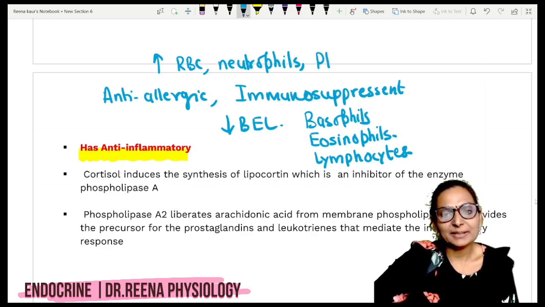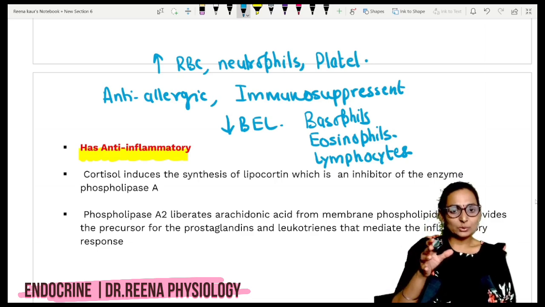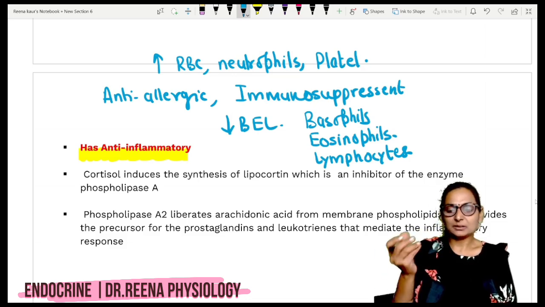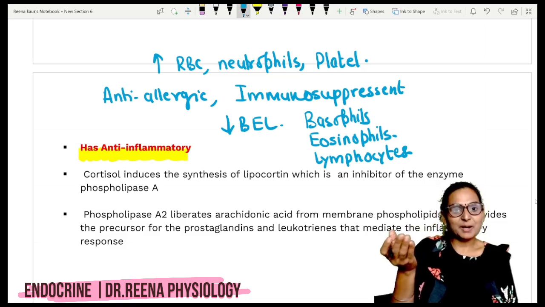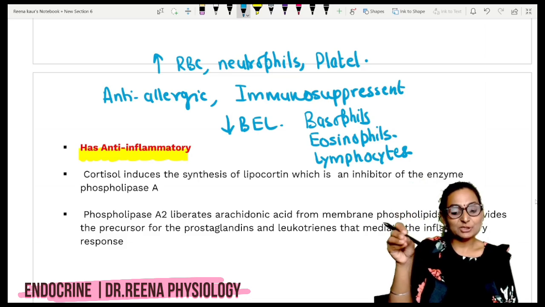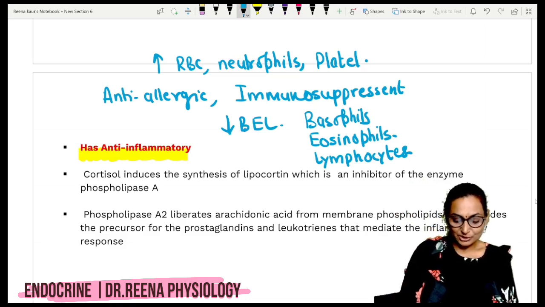neutrophils, and platelets. And you know that cortisol is very important in prolonged inflammatory conditions like arthritis. It is also important when you are going for transplants, because it suppresses the blood cells, especially the lymphocytes, and it is therefore anti-allergic. Yes, very good, Akansha. It increases neutrophils also.